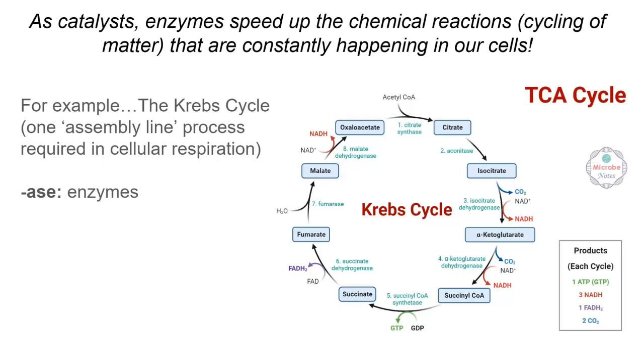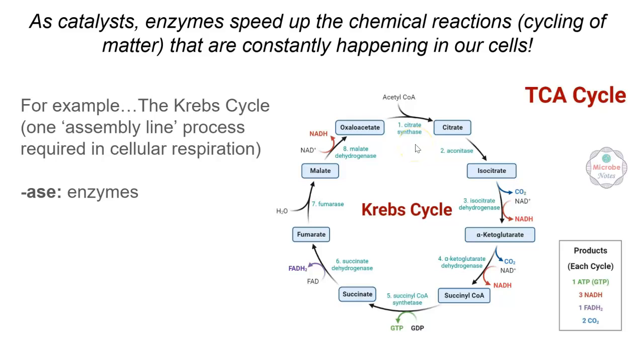Okay. Now, as catalysts, enzymes speed up the chemical reaction. Okay, this is the cycling of matter, right? We're moving things around in our bodies. This is constantly happening in our cells. Okay, for example, the Krebs cycle shown here is very highly controlled by all of these different enzymes.